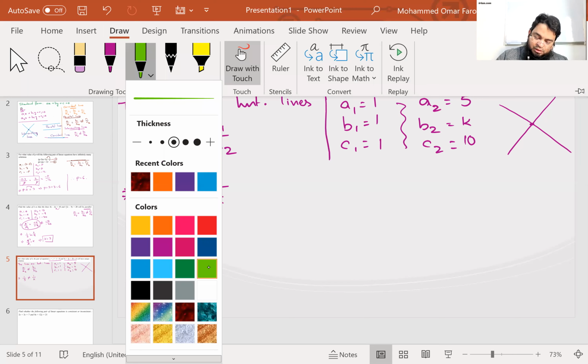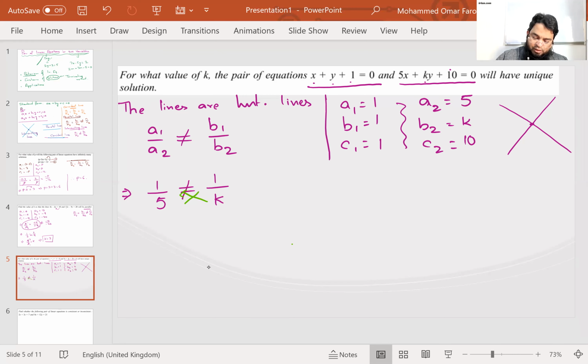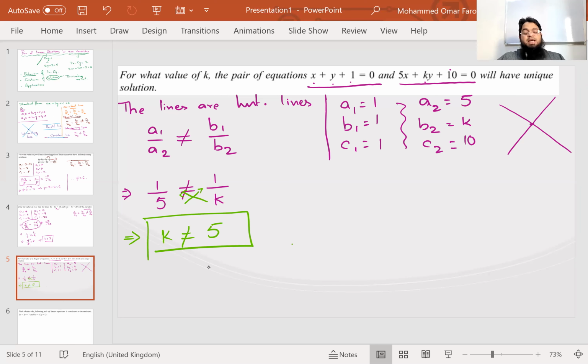Let us transpose k to the left hand side and 5 to the other side, or cross multiply. So k is not equal to 5. So that means k is a real number and it should not be equal to 5. So therefore k can take all values except 5. Got it?